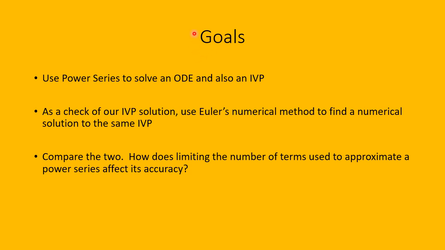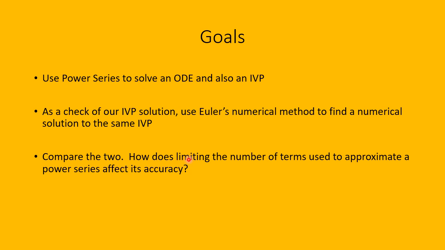Our goals for this lesson are to use a power series to solve an ordinary differential equation and also an initial value problem. As a check of our initial value problem solution, the power series solution, let's use Euler's numerical method to find a numerical solution to the same initial value problem, and we can graph the two, the power series solution and the numerical solution, and then we will compare the two solutions.